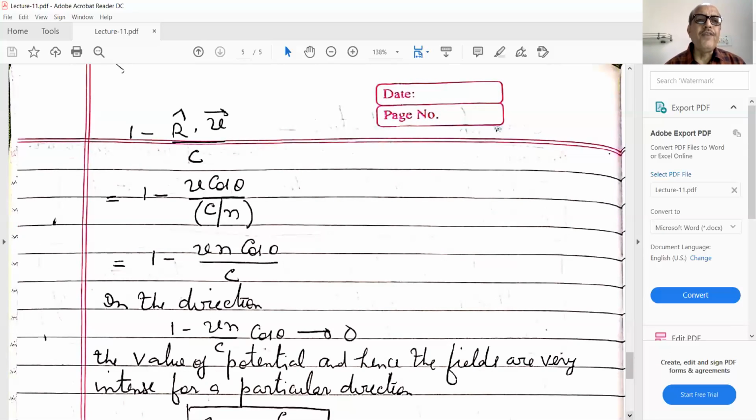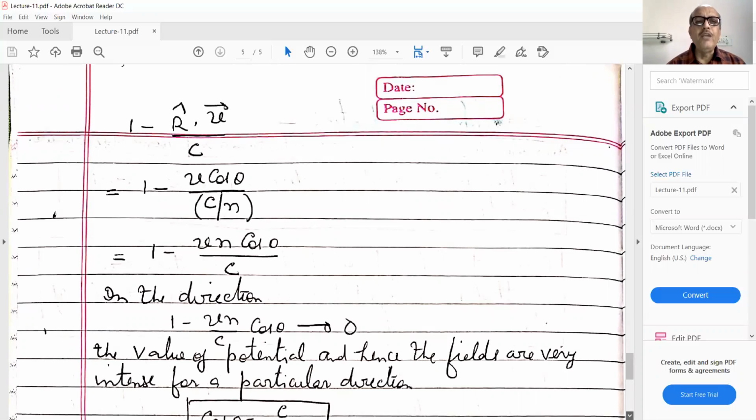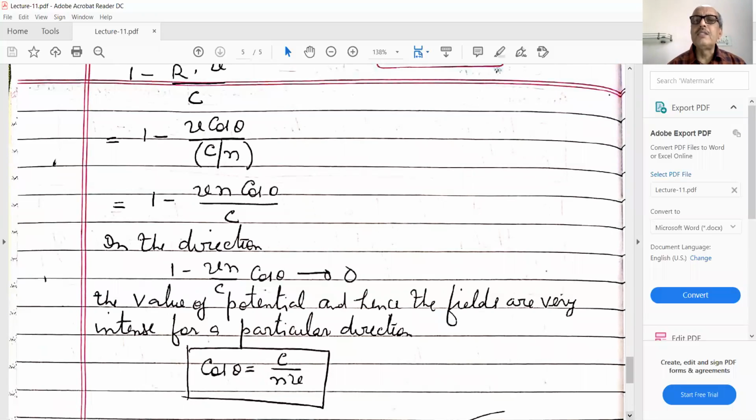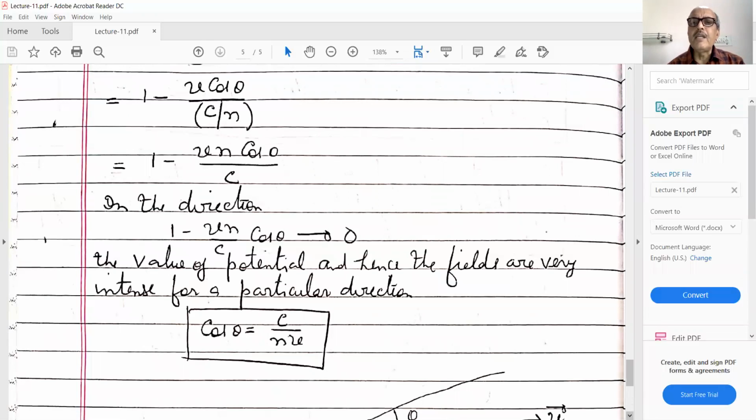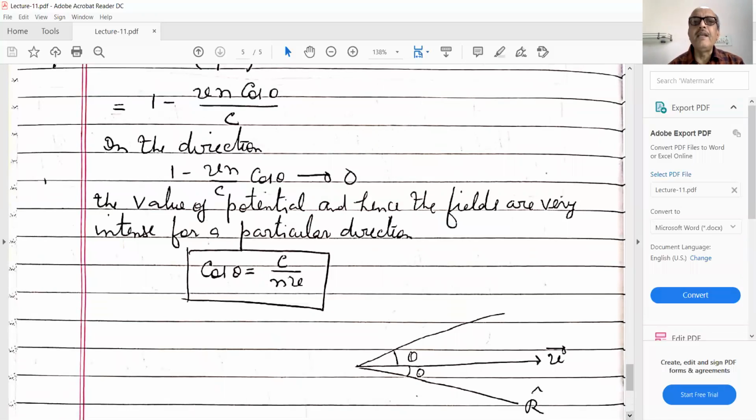So 1 minus Vn upon C into cos theta tending to 0 means the value of cos theta must be equal to C upon Nv. This is the condition, the direction across which the Cherenkov radiations will be observed. So Cherenkov radiations are more prominent at an angle theta equal to cos inverse C upon Nv, where theta is the angle made with the direction of the velocity.